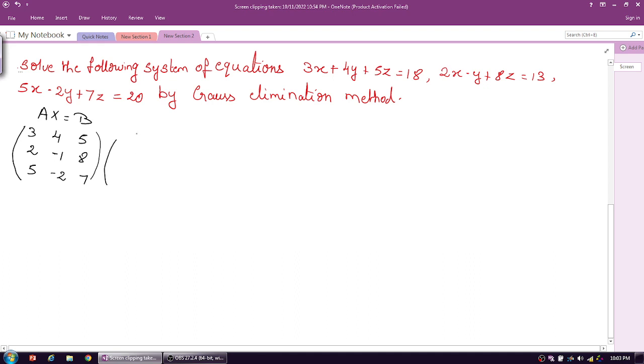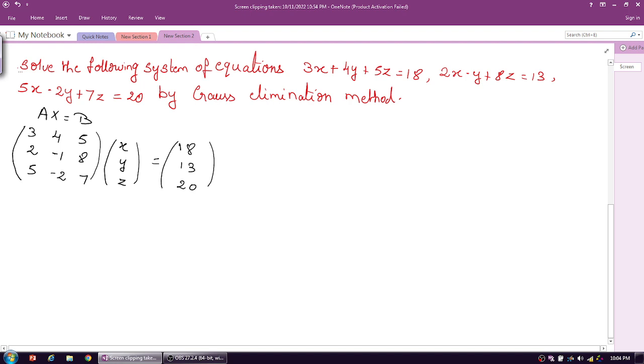Into x, which is nothing but the variables we have, so that here we got x, y and z, which is equal to b, which is nothing but the constants on the right hand side. So 18, 13, 20.